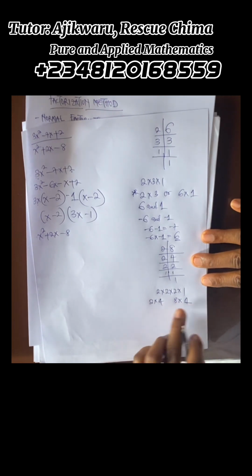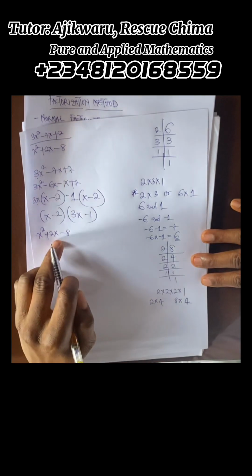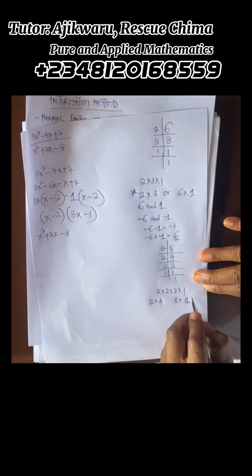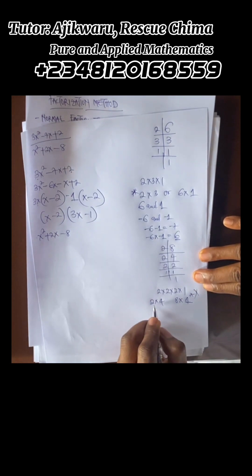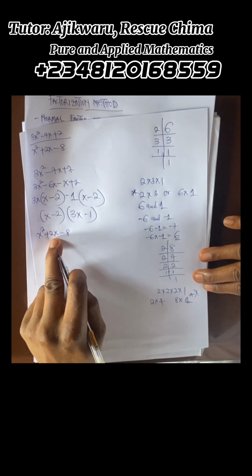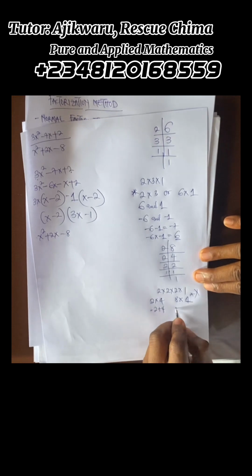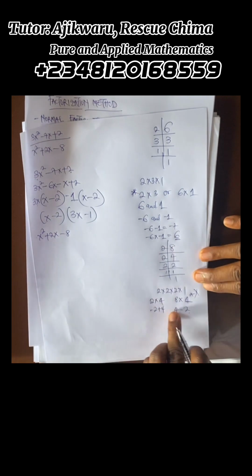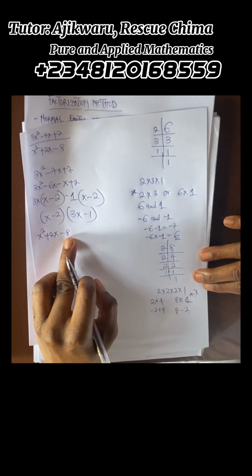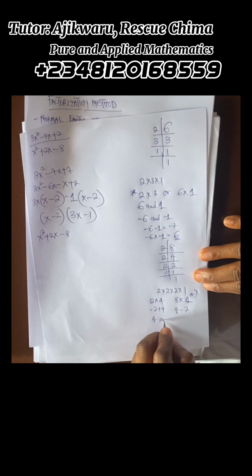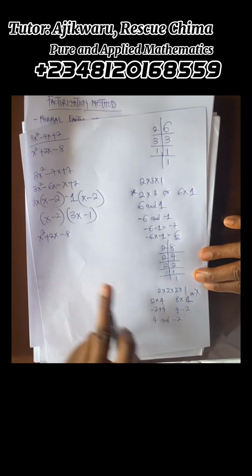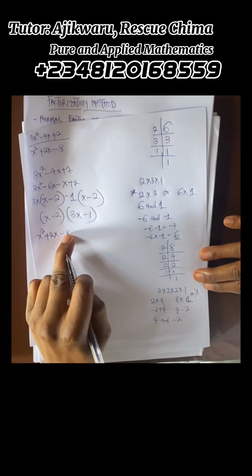Now we look at these two combinations. Which one can satisfy this? Definitely this is out, because 8 and 1 cannot give us 2 either by addition or subtraction. So this is out. So work on 2 and 4. How do we combine 2 and 4 to get 2? The best way is minus 2 plus 4, or 4 minus 2. So 4 minus 2 gives us 2, and 4 times minus 2 gives us minus 8. So the terms are 4 and minus 2.